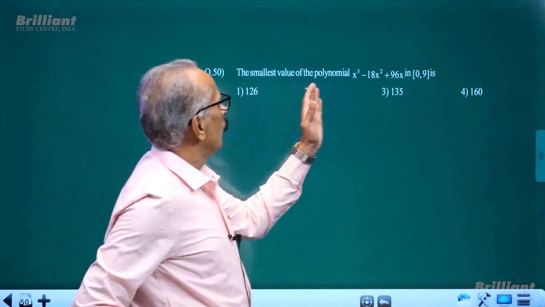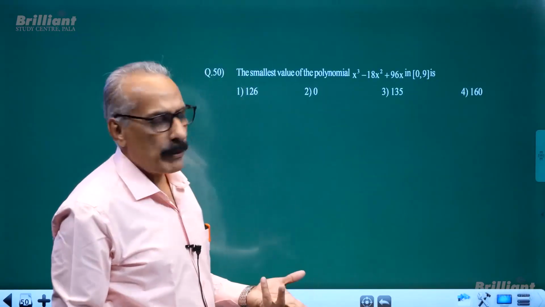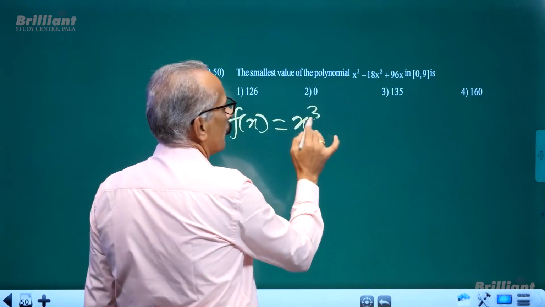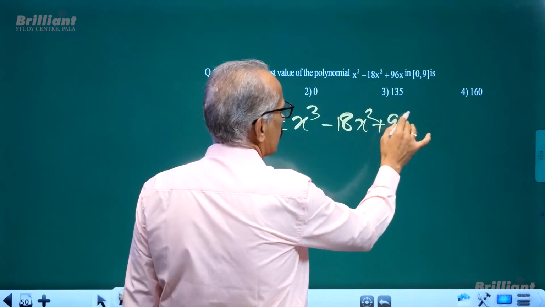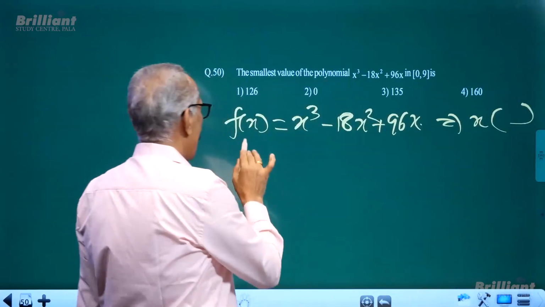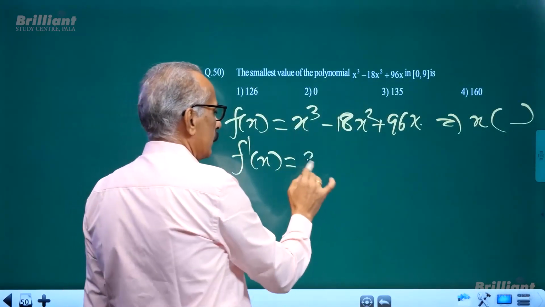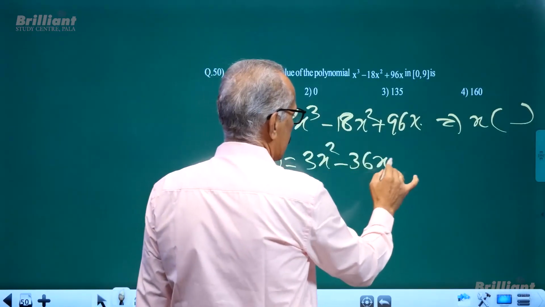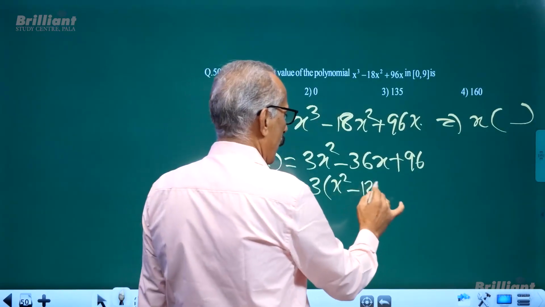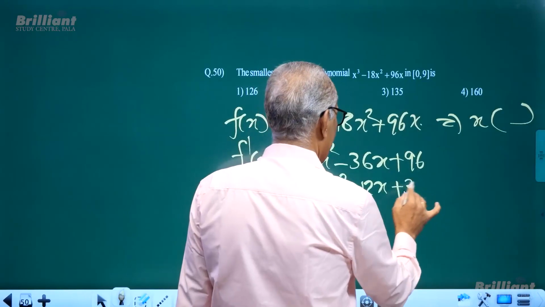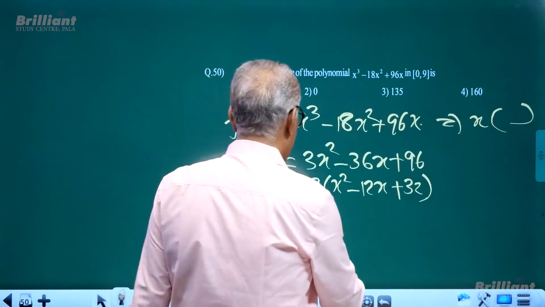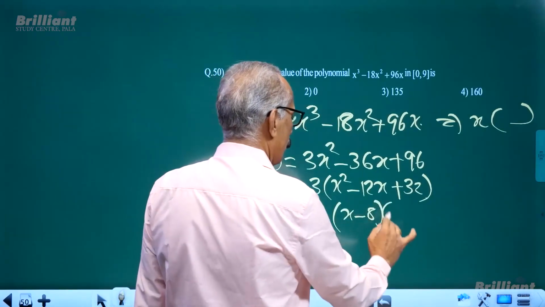The smallest value of the polynomial, this is also called the global maxima or minima. I take f of x, that is x cube minus 18x square plus 96x. Now for finding out the value, always keep an x common. Well, fine. I'll find f dash x. What is f dash x? 3x square minus 36x plus 96. That means 3 into x square minus 12x plus 32. So it is 8 and 4. So that is 3 into x minus 8 into x minus 4.